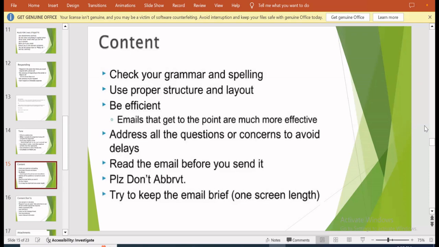Try to keep the email brief. That is also another thing. Don't use abbreviations.